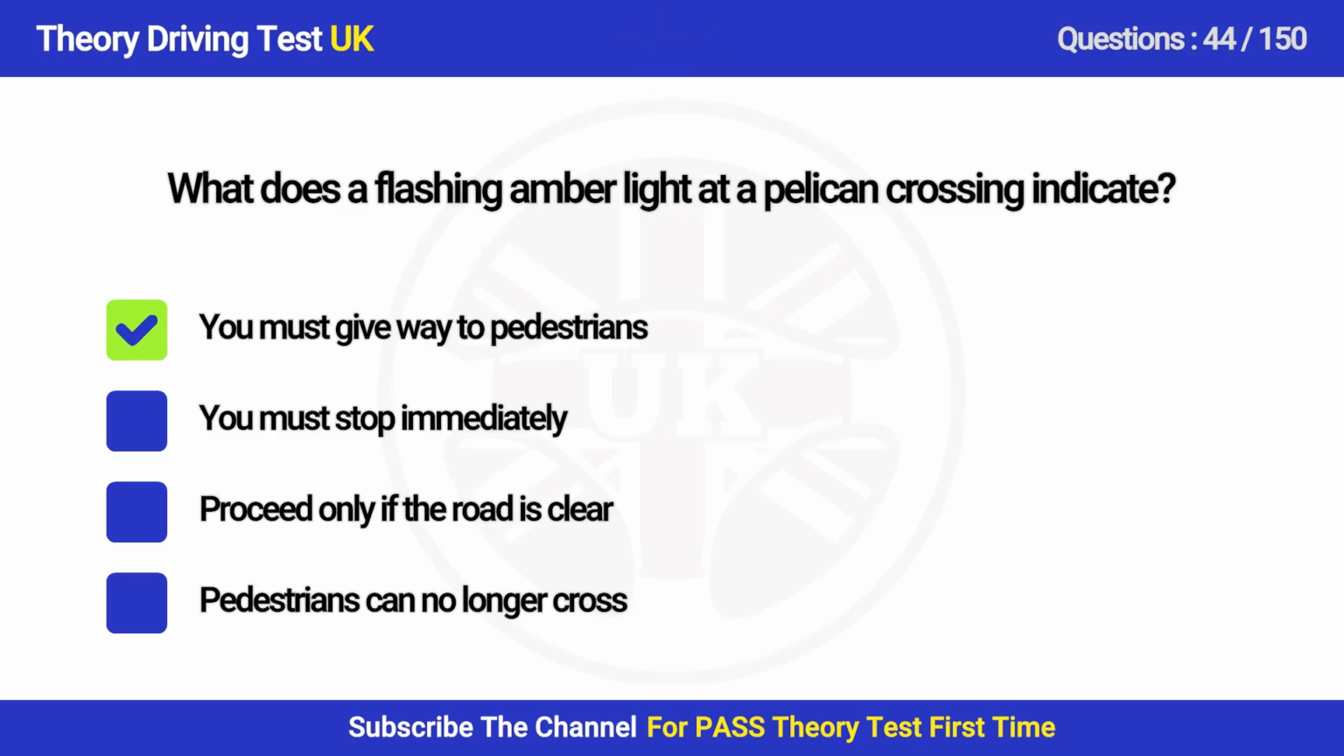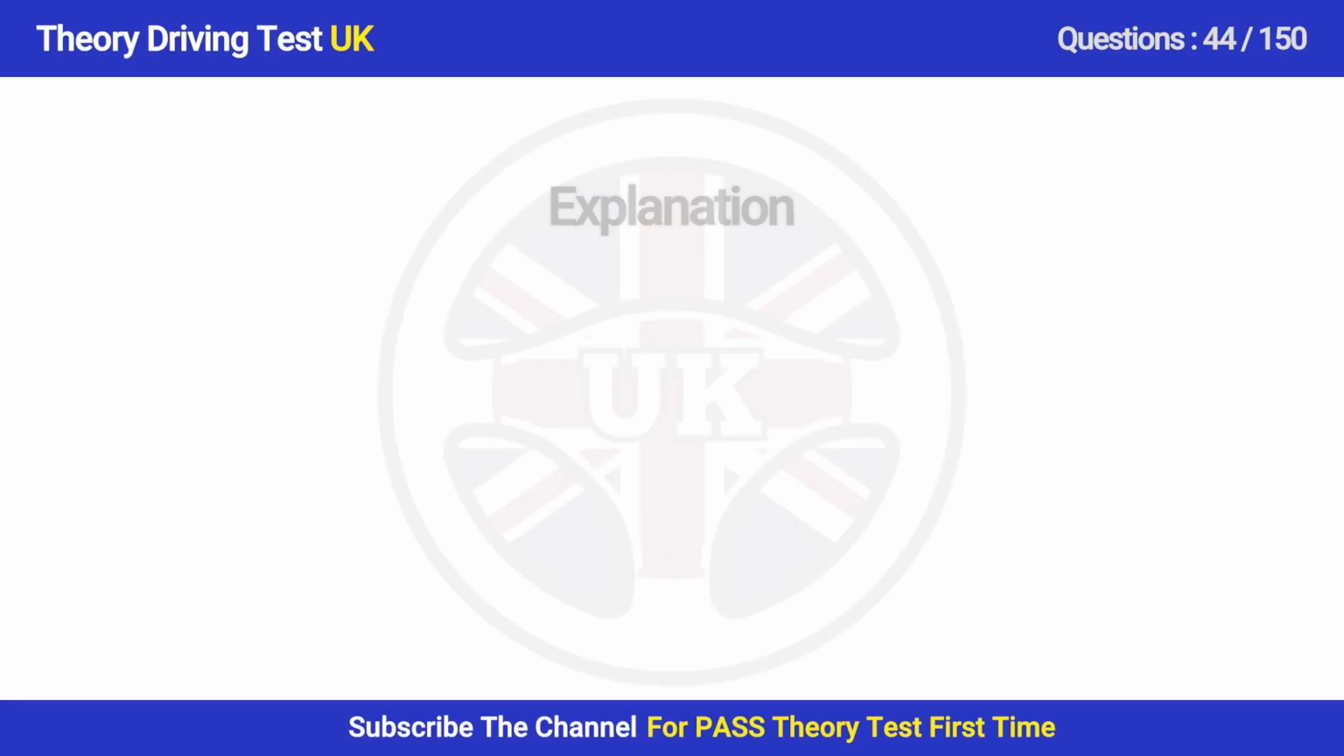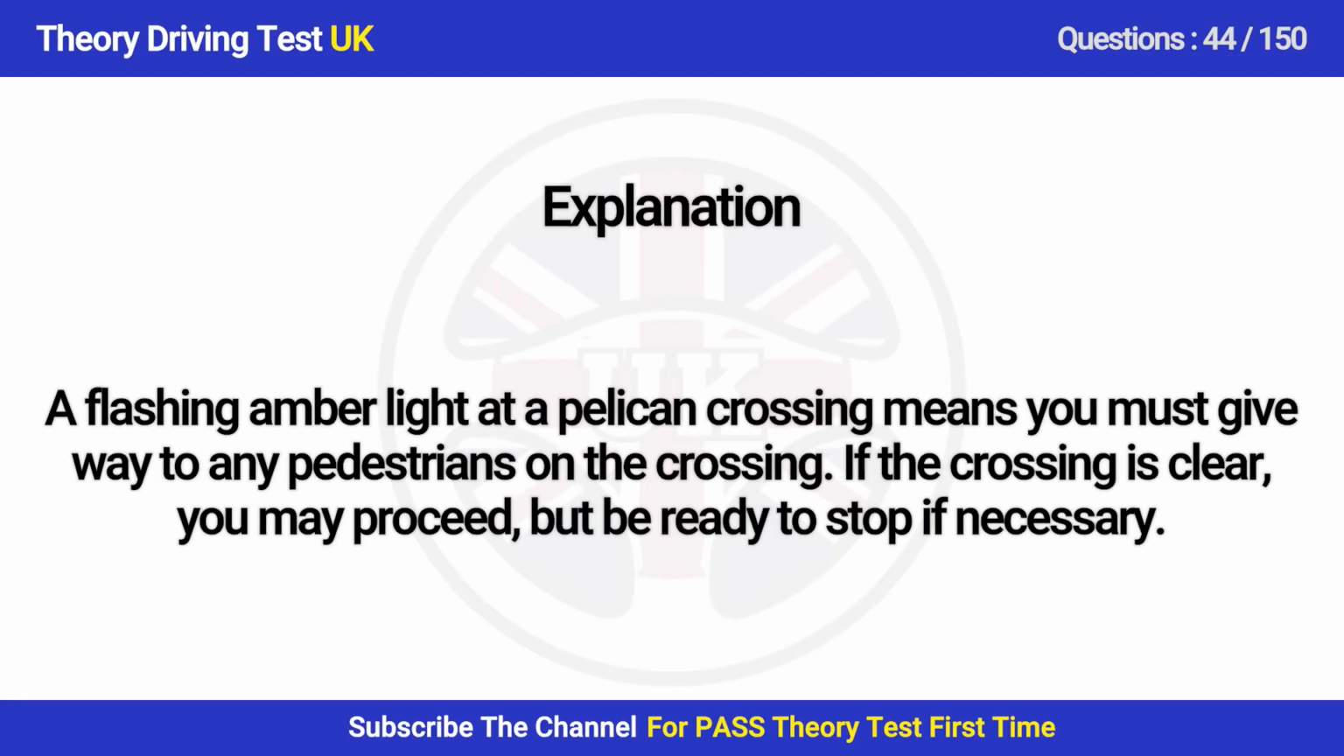Answer is A. You must give way to pedestrians. A flashing amber light at a pelican crossing means you must give way to any pedestrians on the crossing. If the crossing is clear, you may proceed, but be ready to stop if necessary.